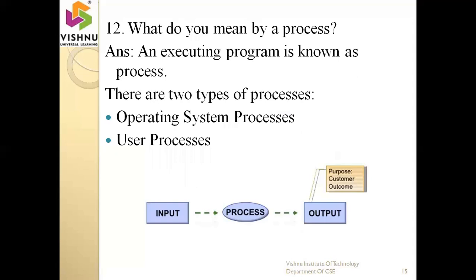One is, what do you mean by a process? A process is nothing but a program in execution state. There are two different types of processes. The first one is called the operating system process. The second one is called the user process.